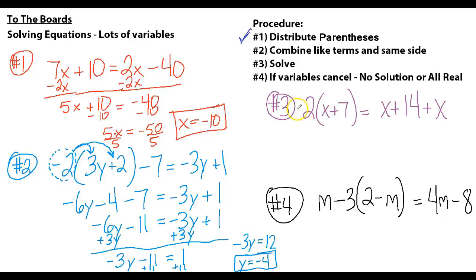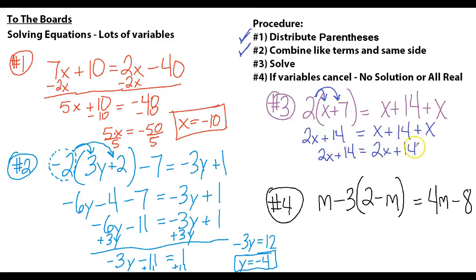So now for number 3. Step 1, distribute parentheses. I'm going to distribute the 2 in. When I do that, I get 2x plus 14 equals x plus 14 plus x. It now says to combine like terms. I've got an x and an x over here. I would get 2x plus 14 equals 2x plus 14. I need to get those x's to the same side. So minus 2x to both sides, and something weird happens. The x's cancel over here and here. And I'm left with 14 equals 14.